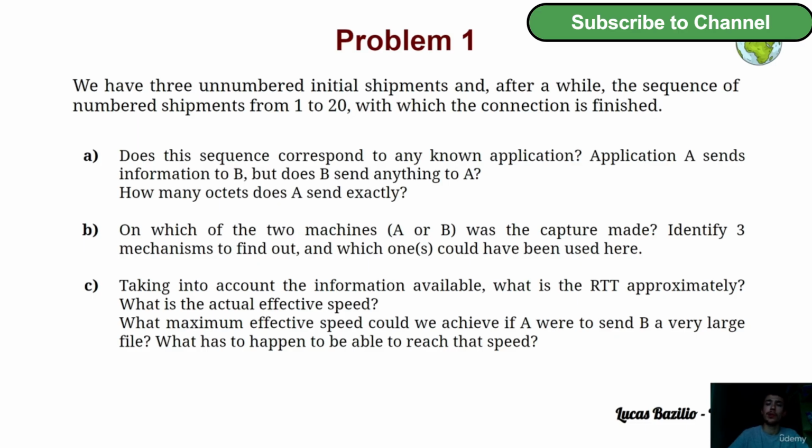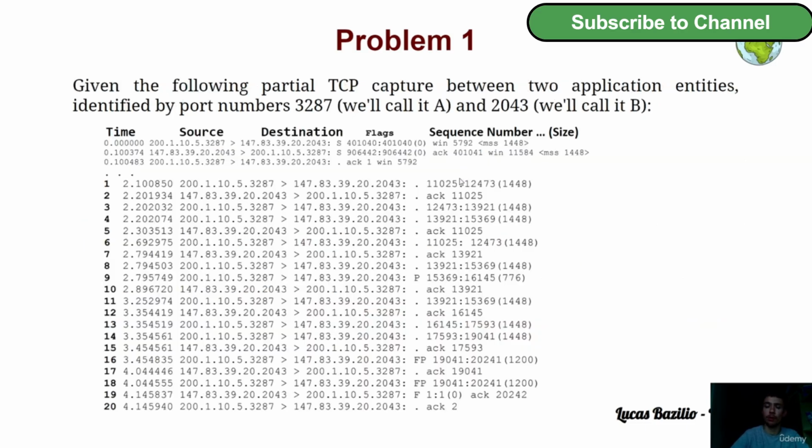So before continuing answering this question here in the point A, first of all, let's analyze this capture. What we see at the very beginning is the TCP establishment. This is the process of the three-way handshaking, remember? And which application begins? Well, the application that begins is the application with this port, 3287, which is the application A. So it is the application A that begins here the communication.